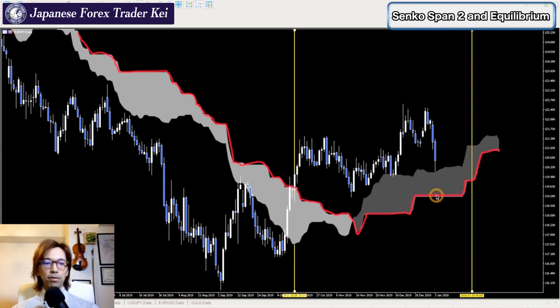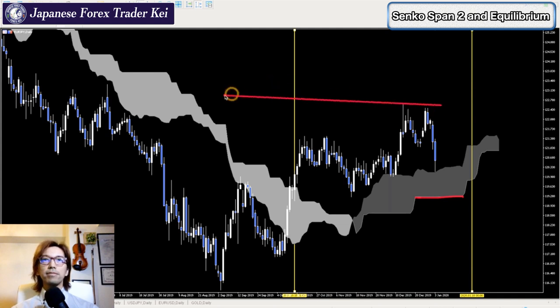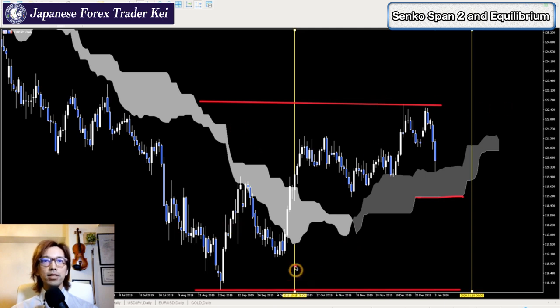when you see, for example, let's see, when the Kumo is moving horizontal like this, right? Actually, Senko span 2 on this lower part of the Kumo, when the Kumo is moving up, if you only focus on this lower part of the Kumo, that's actually the highest. This line is actually telling you the highest level. You take the highest and you take the lowest for the past 52 candlesticks, and you divide it by 2. Right? You divide it by 2. So that's why this is the 50% level of this highest and lowest.